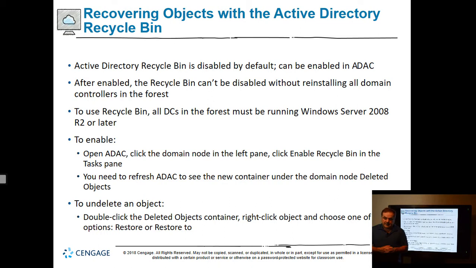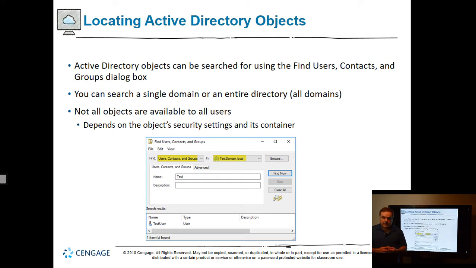Active Directory Recycle Bin is disabled by default, but you can enable it in the Administrative Center. And after you enable it, the recycle bin cannot be disabled without reinstalling all domain controllers in the forest. So I'm not sure exactly what Microsoft is thinking about what the security risk is with turning on the recycle bin, having it not enabled by default, and then not being able to turn it back off again. I'm not sure if it's just a programming issue or a security issue, but it's pretty annoying. So it's very easy to restore when you have the recycle bin turned on.